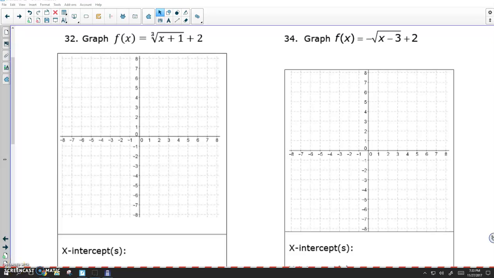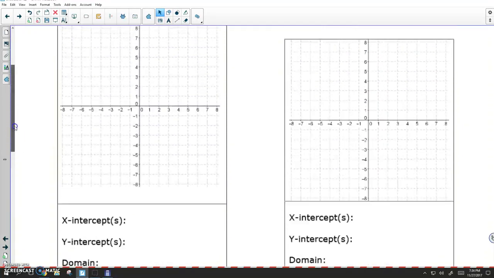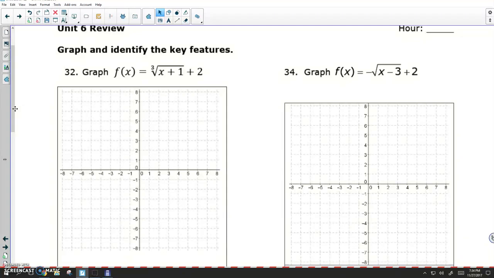Okay, when it comes to graphing, we can do most of this stuff in the calculator and find some of the information of the key features in the calculator. But there are some things that you should know without a calculator. You should know the vertex.